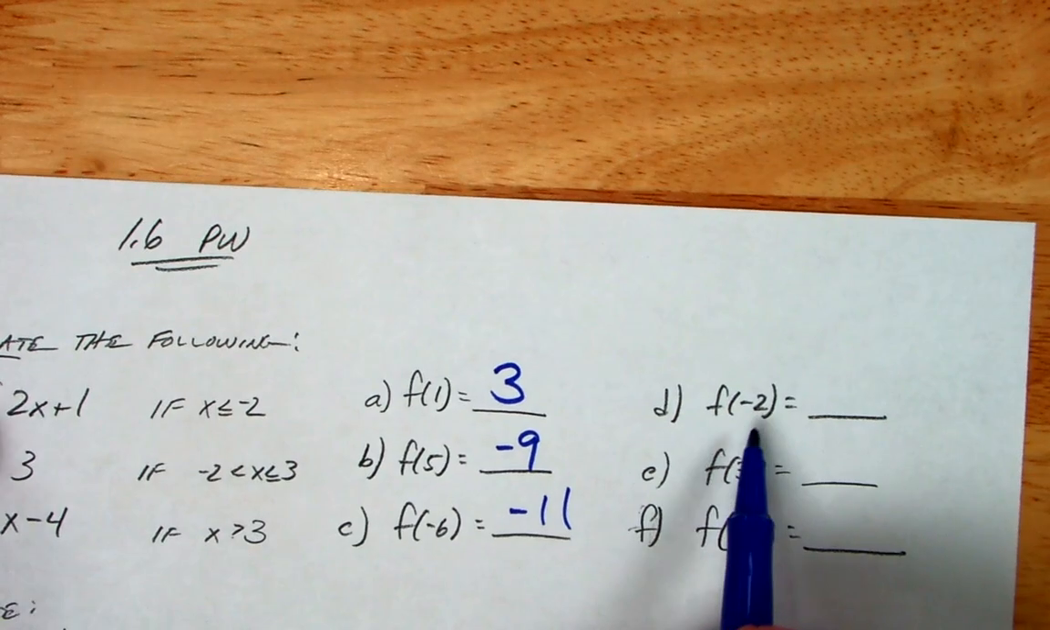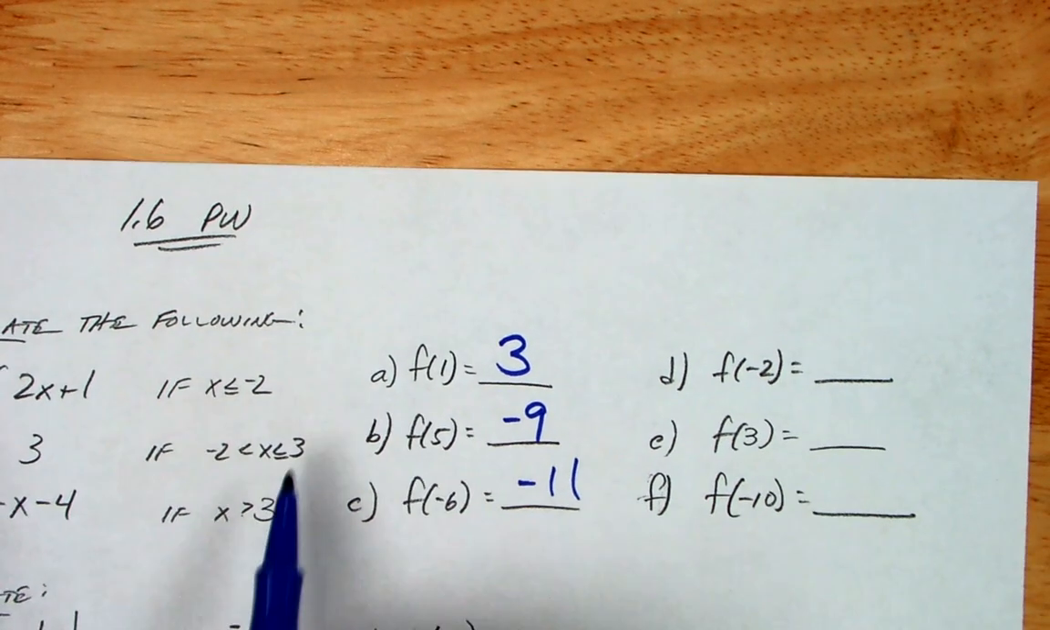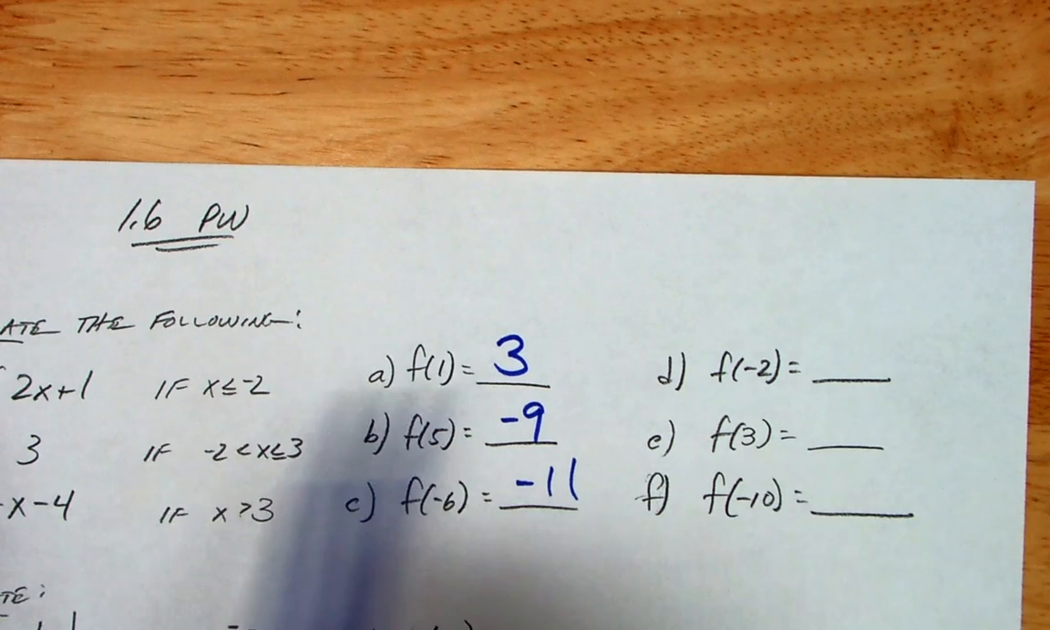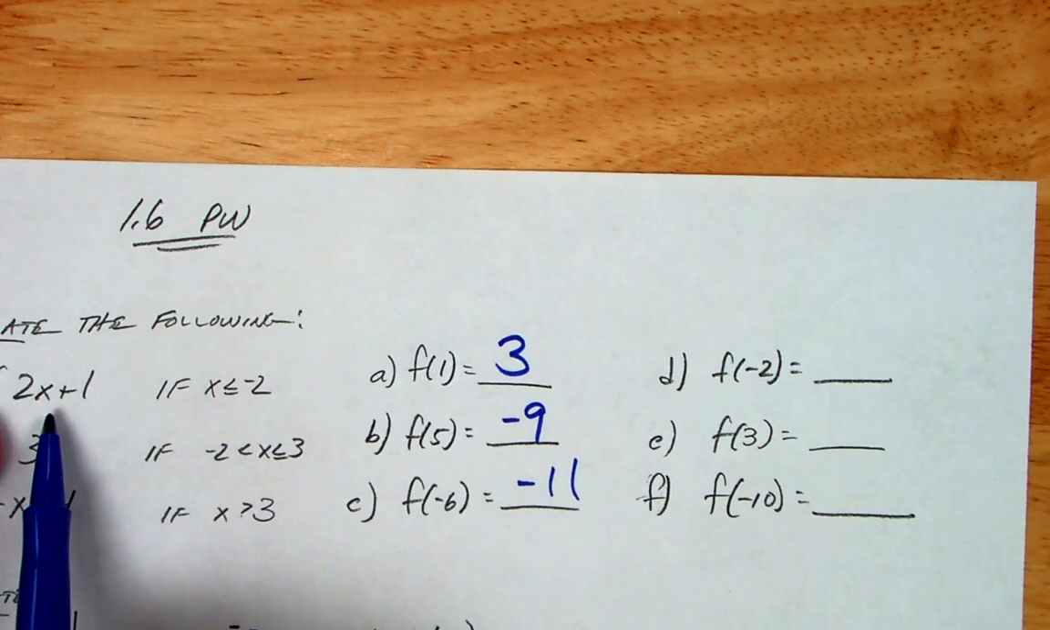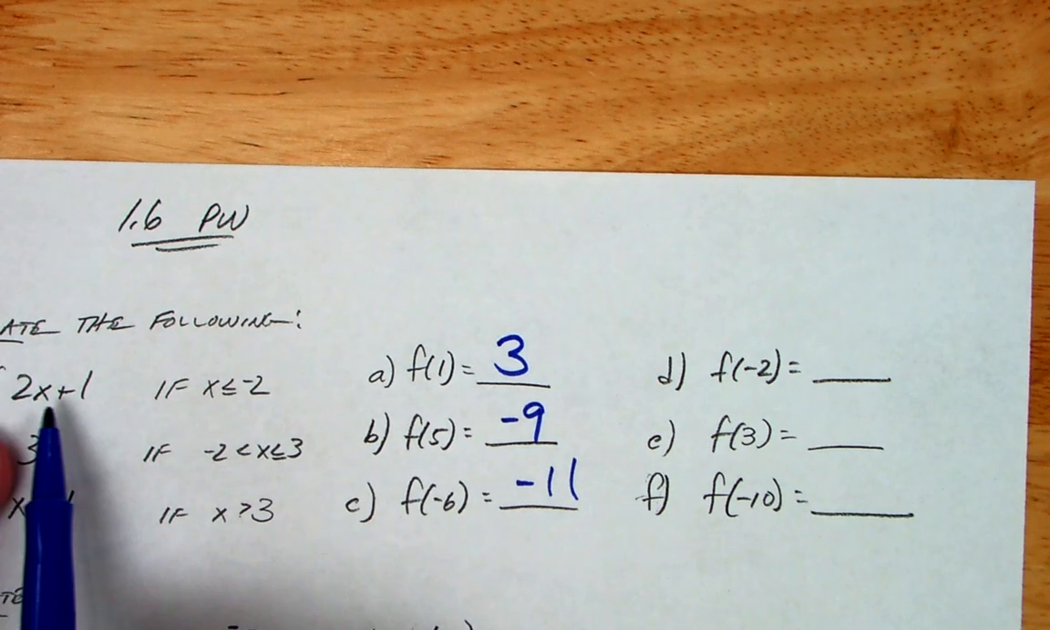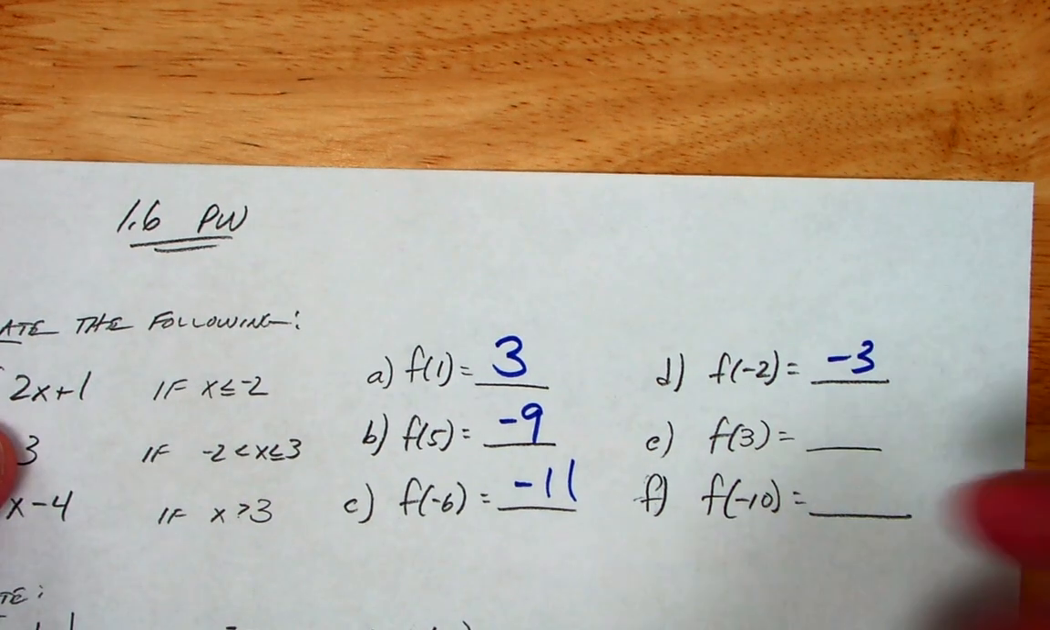Okay, so here we go. Negative 2, does that fit the first, second, or third category? Negative 2. Help me out. First. So 2 times negative 2 is negative 4. And then I add 1, I get negative 3. Say yep if you got that.